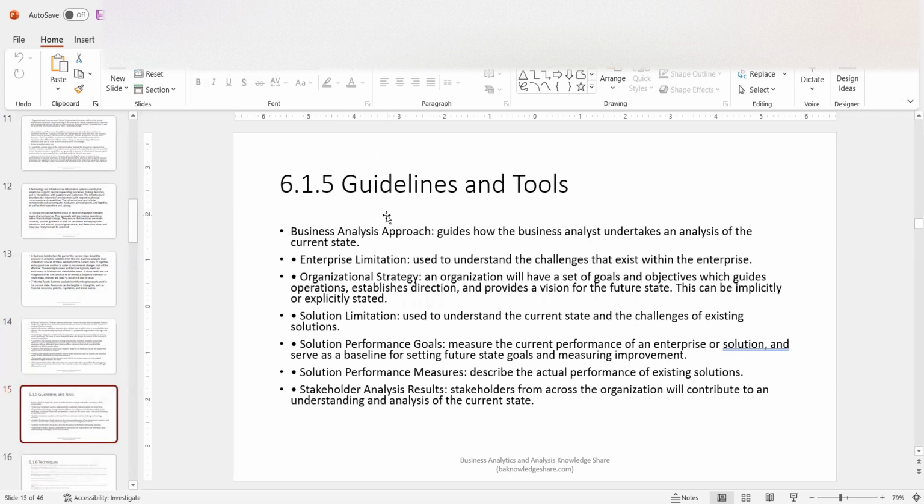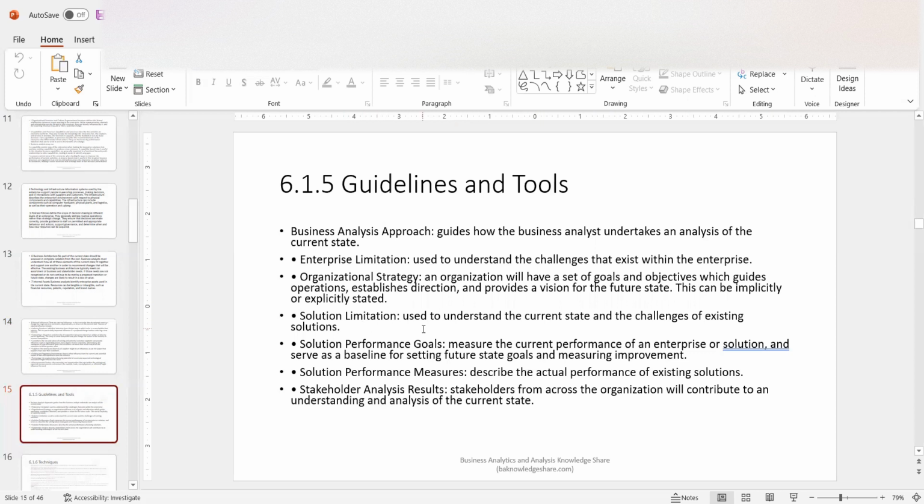So now let's look at the guidelines and tools of this specific section or task. One is business analysis approach. This guides how the business analyst undertakes an analysis of the current state. So you want to consider enterprise limitation, used to understand challenges that exist within the enterprise, and organizational strategy. An organization will have a set of goals and objectives which guides operations, establishes direction, and provides a vision for the future state. This can be implicitly or explicitly stated.